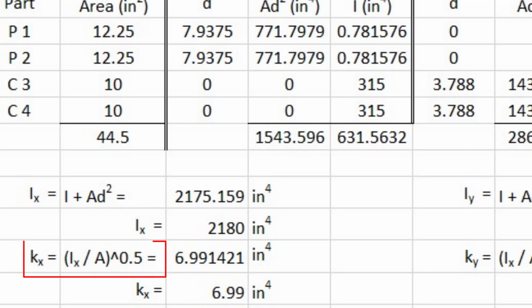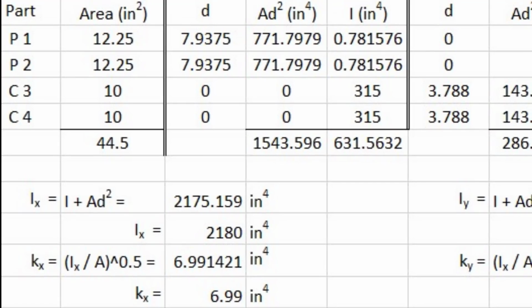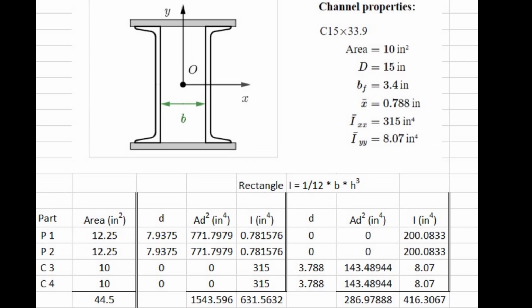Next, we're going to focus on the radius of gyration, which is simply the square root of Ix over A. And that results in a value of 6.99. Now we're going to repeat this for the y-axis. So we're now considering the y-axis and the distance off the y-axis for these parts. And we'll notice that the plate is squarely on that y-axis. Its centroid runs right through it, so it has a value of 0 for D.